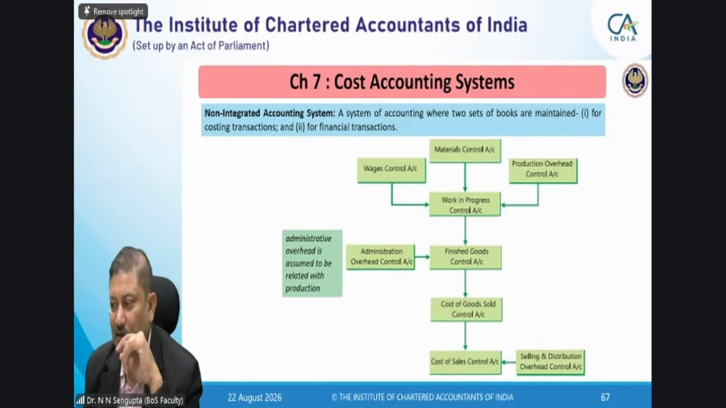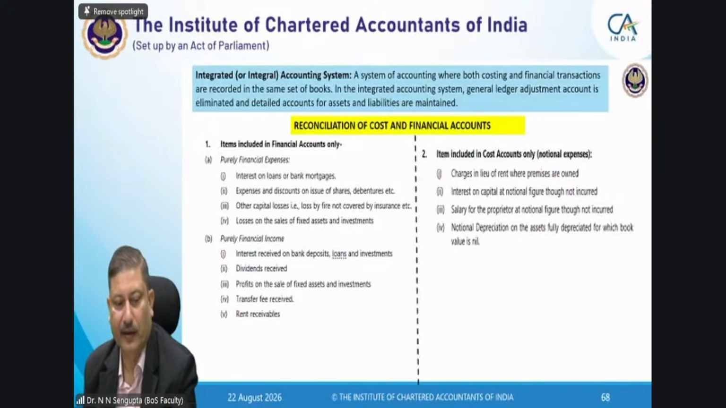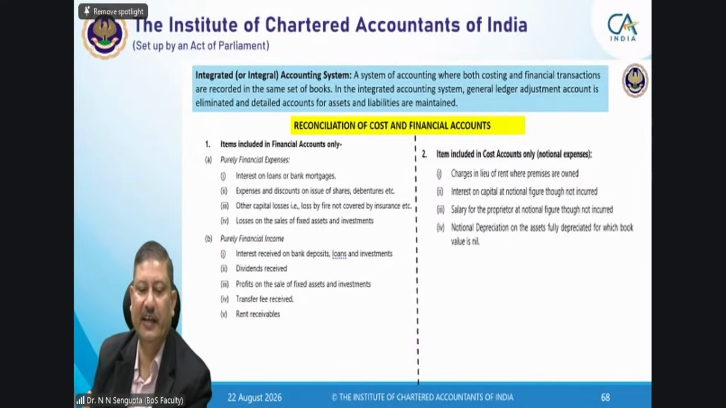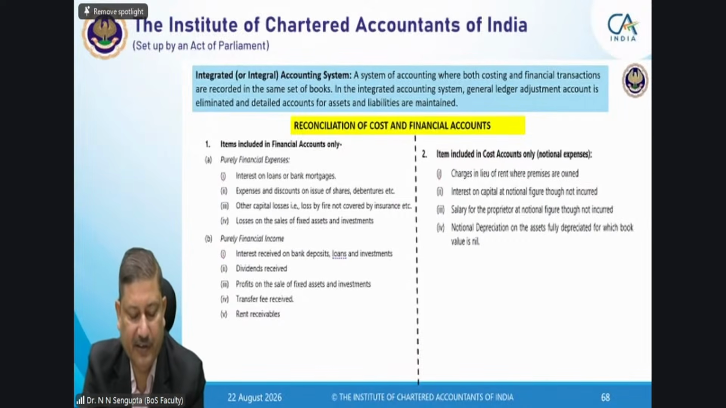Next is the cost accounting system. I think here the most important part which you need to do is the reconciliation. So this is a simple way of doing reconciliation. Again, you can click a photograph of it, click an image of it. This is also given in the study material in a different way.